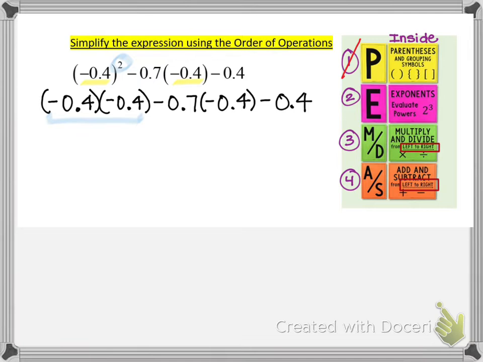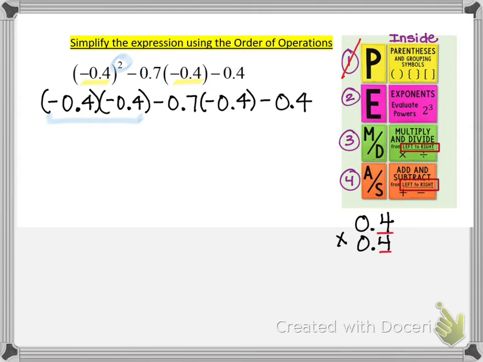So right now, I could think of this as multiplication, but I'm going to think of it as exponents since I'm squaring a number. This means I'm going to multiply negative 0.4 by itself. So first thing, I do know that since it's a negative times a negative, it's going to be a positive value. So I can just consider the product 0.4 times 0.4 because I know my answer is going to be positive.